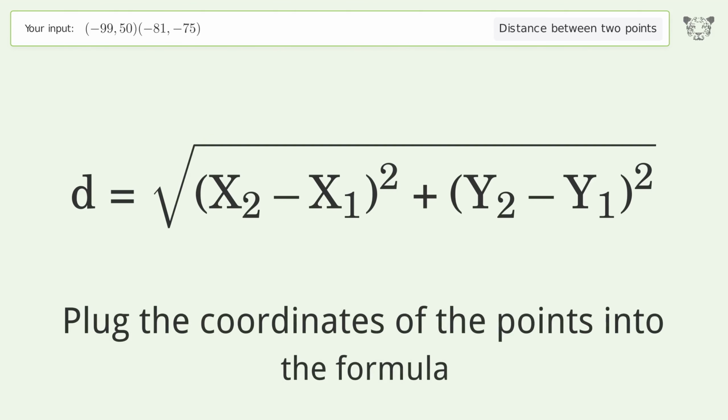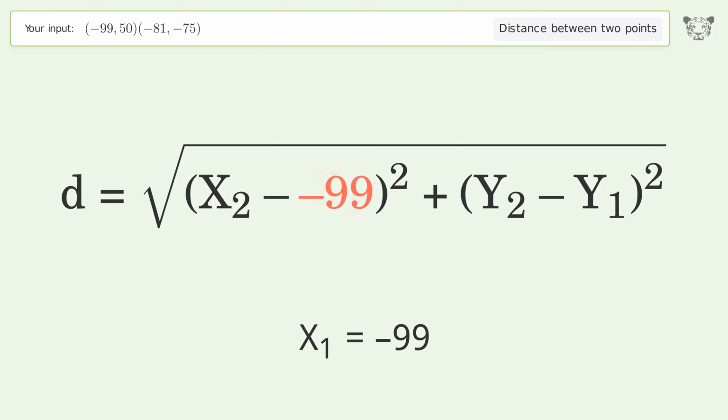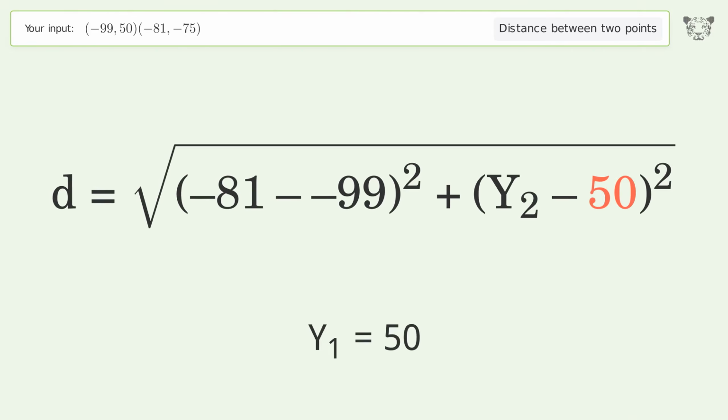Plug the coordinates of the points into the formula. x1 equals -99. x2 equals -81. y1 equals 50. y2 equals -75.